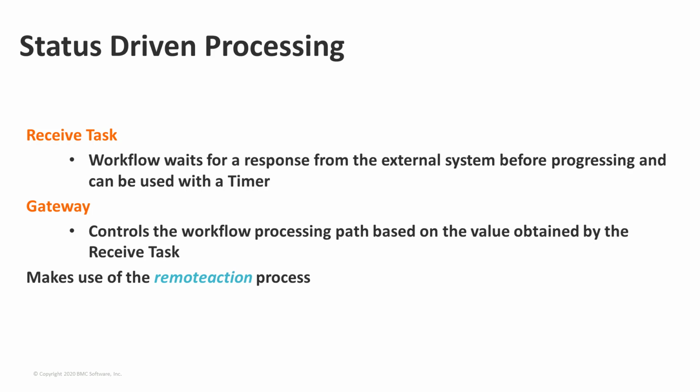And then there's a gateway. So the gateway will determine the processing path based on what comes back. So you can use an exclusive gateway to determine if we're going to proceed one path based on what value comes back from the receive task. And the receive task makes use of remote action. So we're going to talk a little more about remote action. We know that remote action is used in approvals, but it's also used in this process as well. So we're going to cover remote action in one of our troubleshooting scenarios, because if your remote action process is having issues, not only would approvals be affected, but also status syncing would be affected as well.